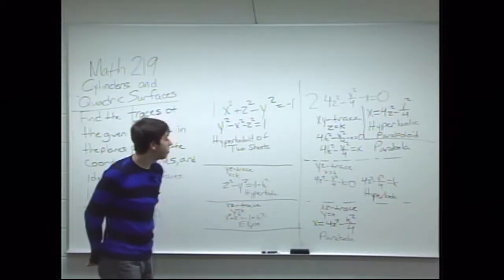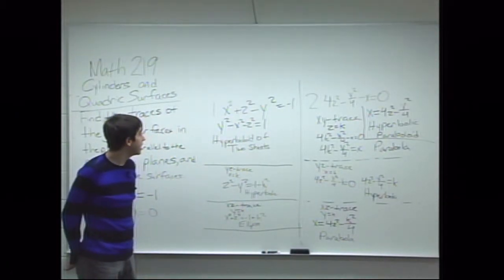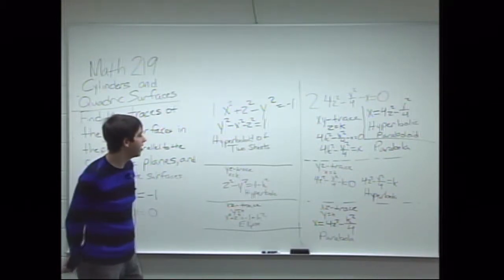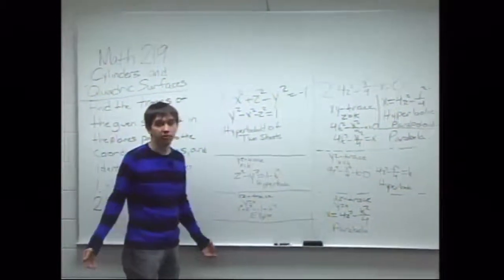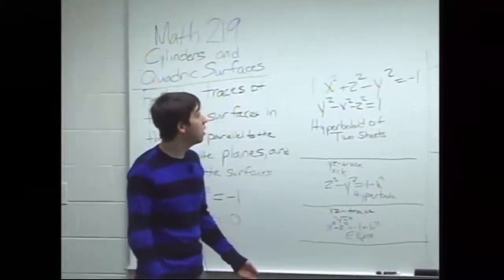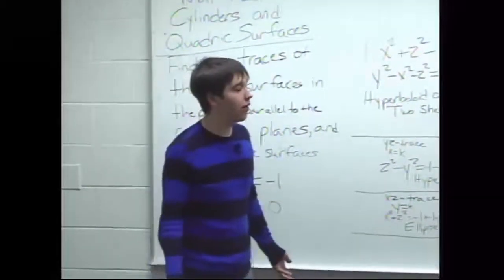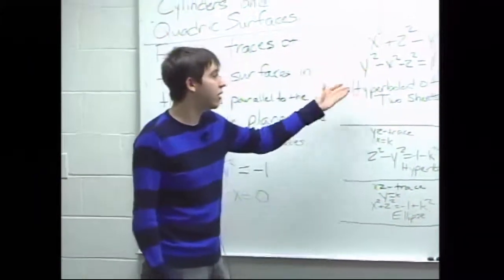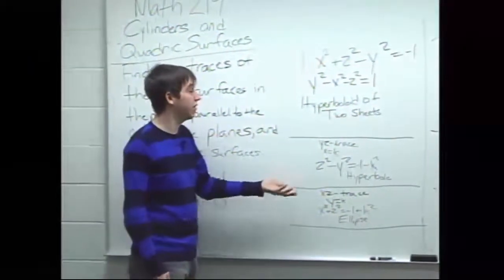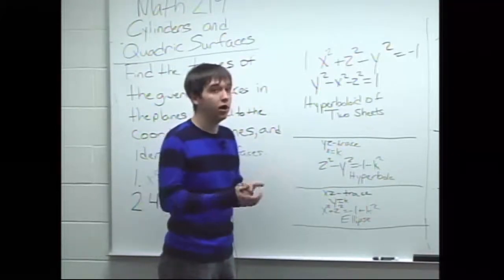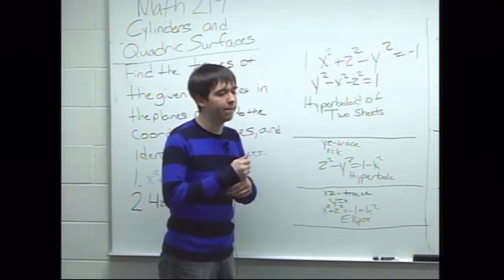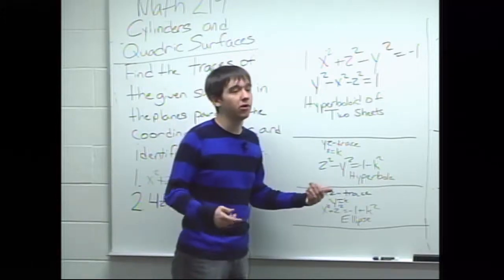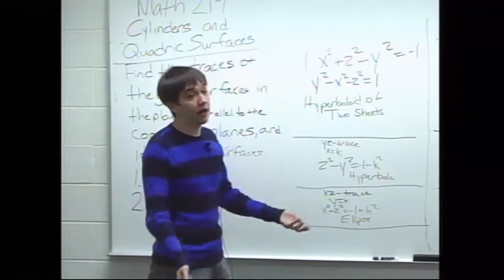So that is how you identify the traces and the surfaces given by some equations for quadric surfaces. There are a variety of other quadric surfaces that you can go over, like we covered briefly a cone and a hyperboloid of one sheet in this section, but there are also elliptic paraboloids and ellipsoids, and a variety of other shapes.